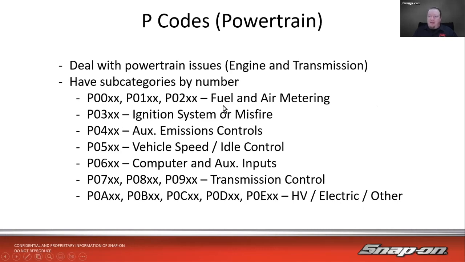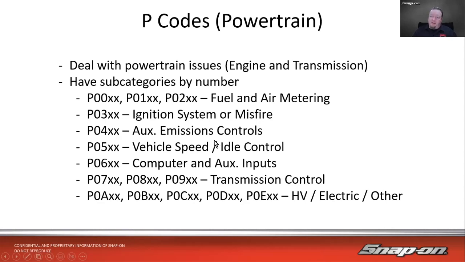They also have subcategories based on the number. So even if you don't have a description, you can kind of figure out roughly what part of the vehicle it's looking at when it comes to the code. So P00, 01, 02 is fuel and air metering. P03 is going to be ignition system or misfires. So P0300 is the random misfire that we see all the time, 301, 302, 308. Also, the 300 series, that's your cam sensors, crank sensors too, because that's dealing with your ignition system.